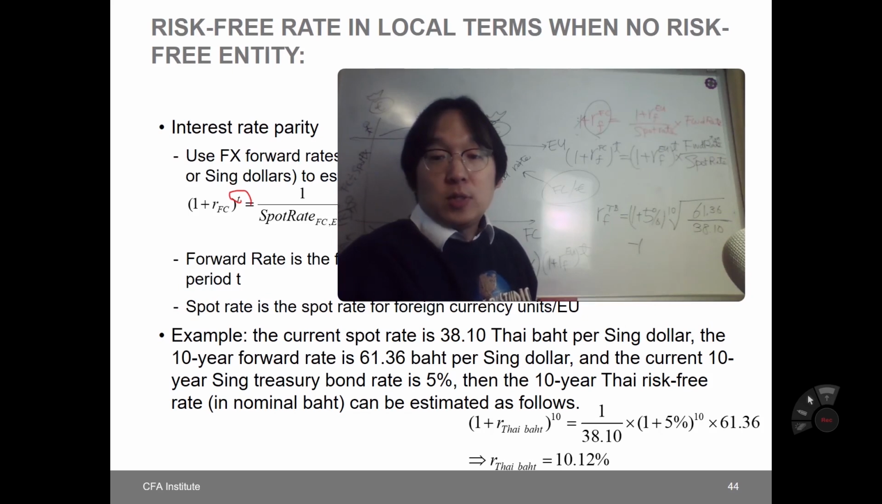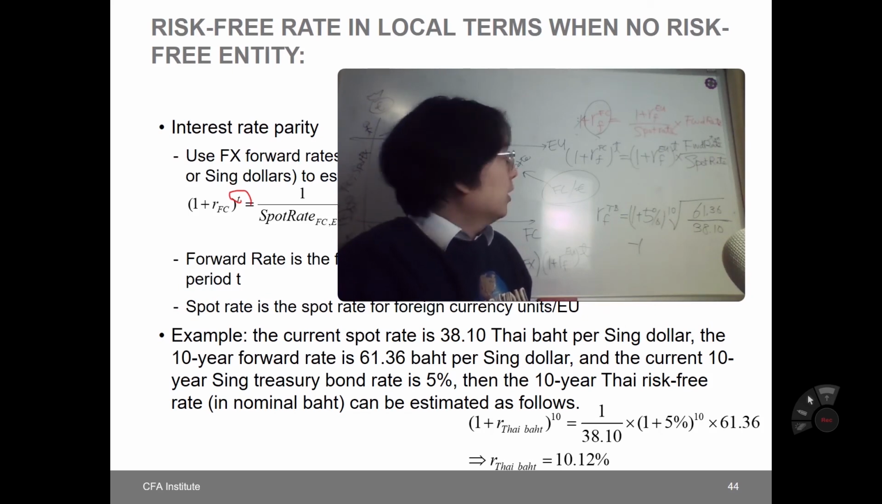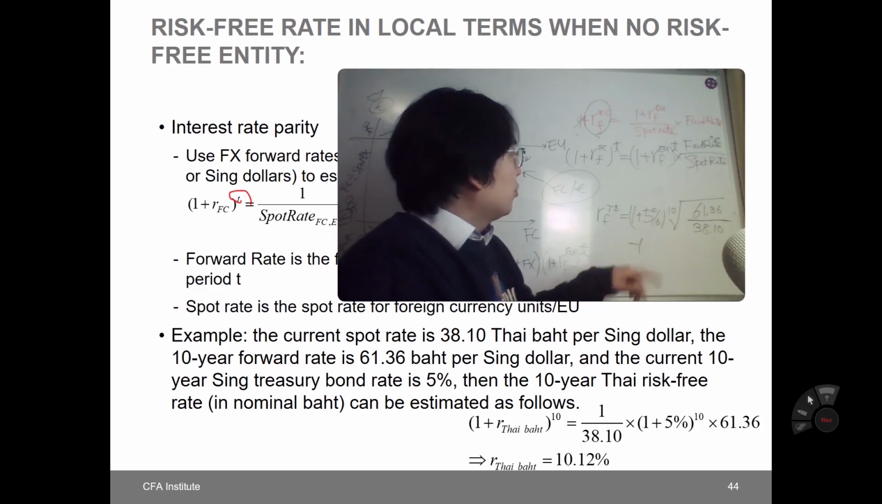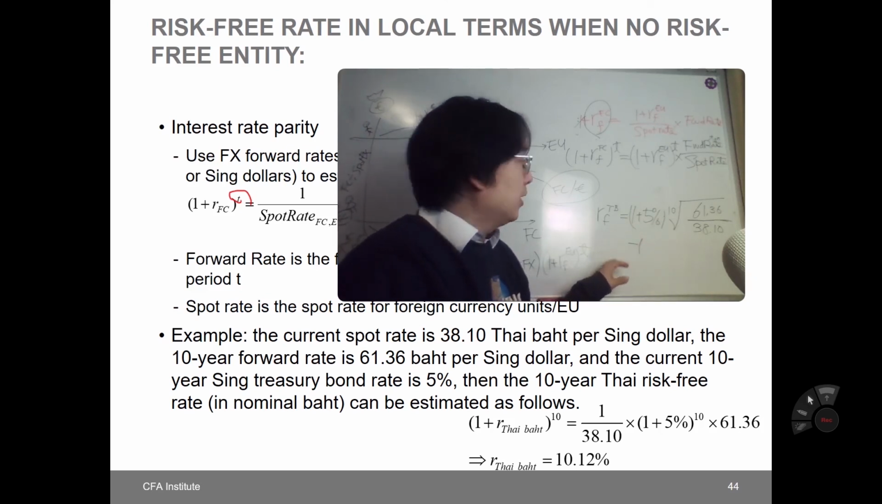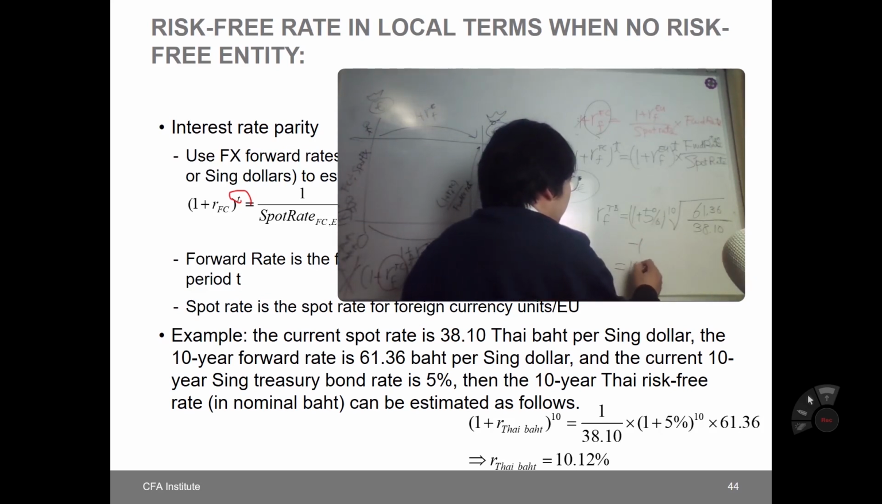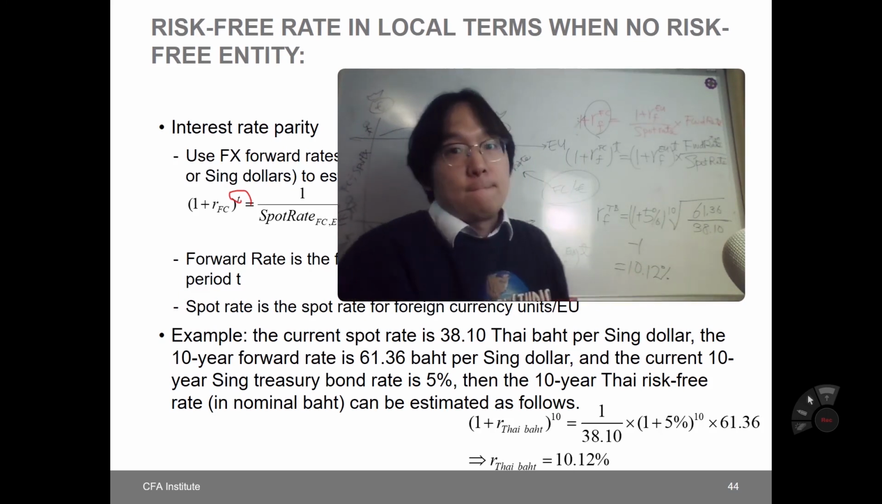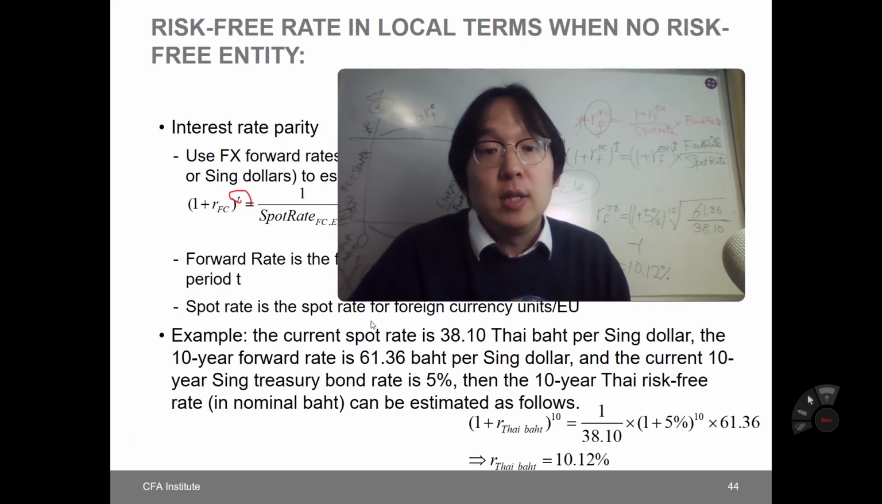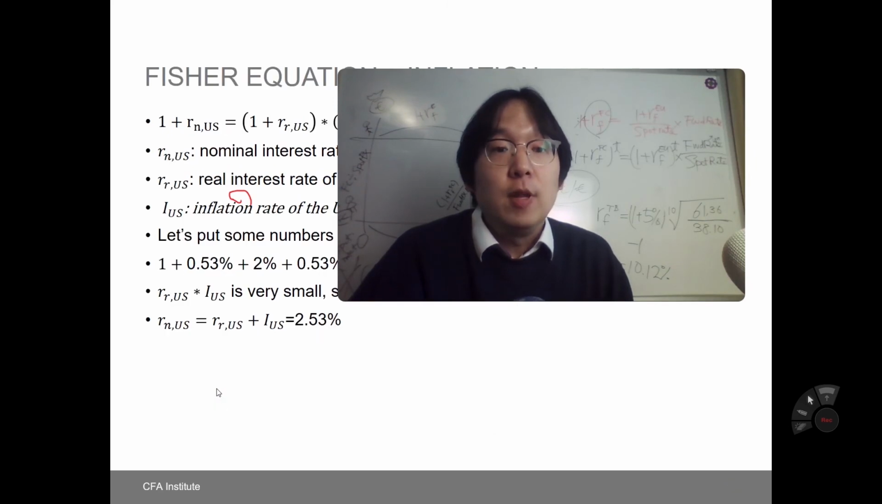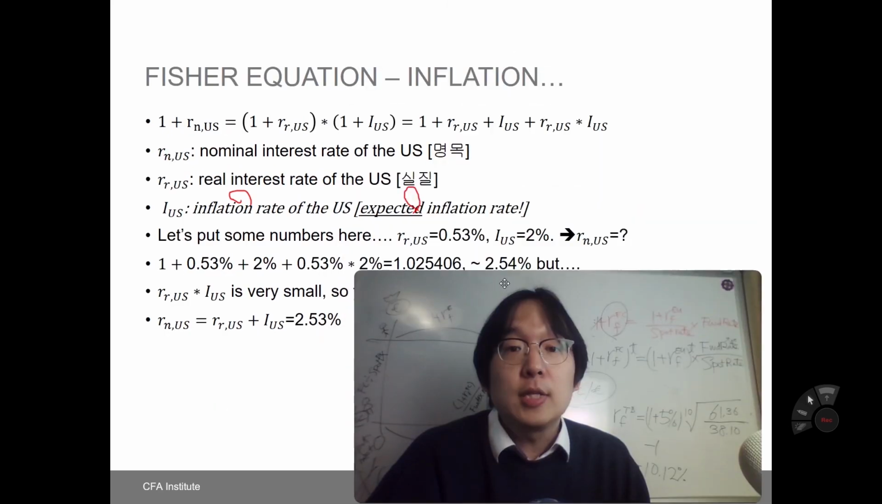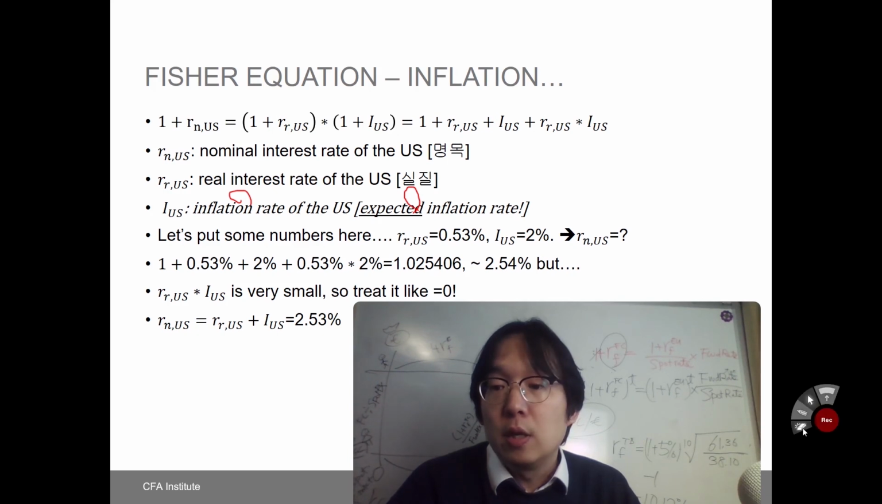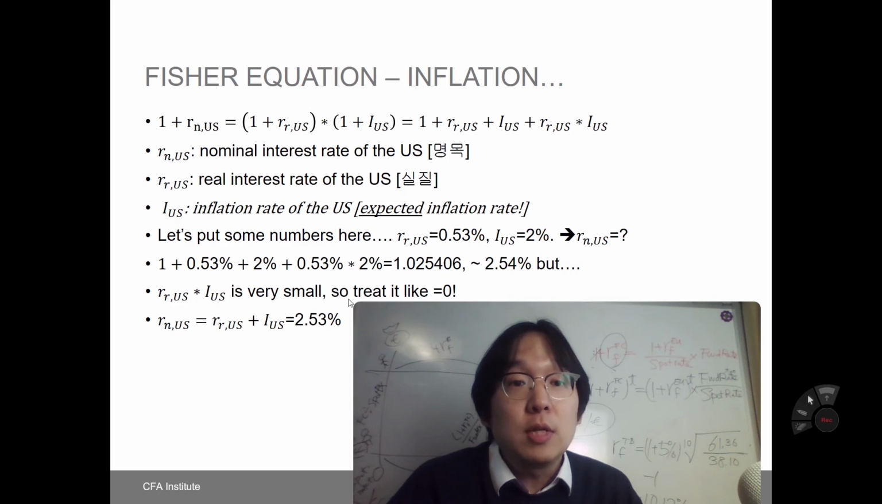So that's what's going on. If you solve for this, you're going to find out that the Thai baht rate is 10.12%. So that's how we use interest rate parity relations. Now, next question, a similar one. The next one is about the Fisher equation.